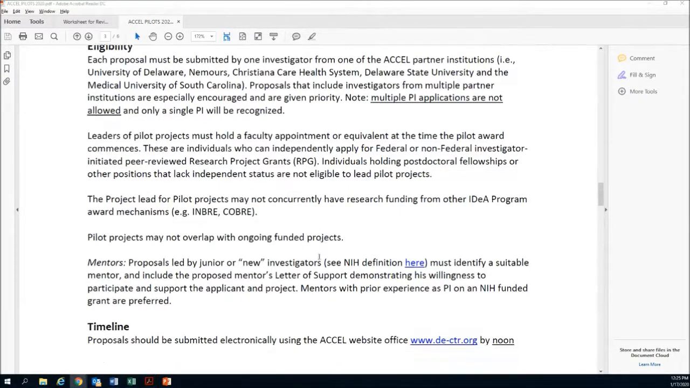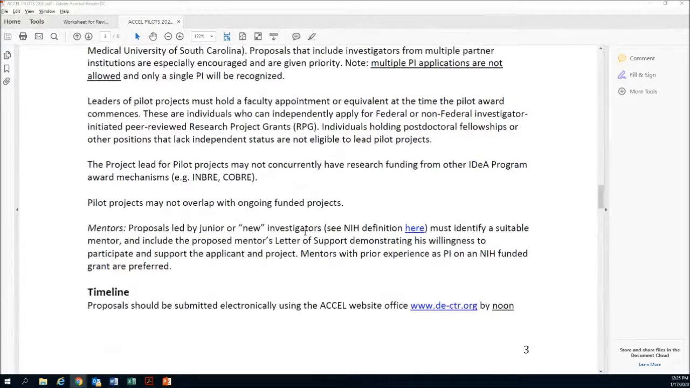All right, we can talk more about mentors, and we mentioned new investigators. If you know your mentor, which I hope is true, that's great, and I can talk to you about building a team around that person.